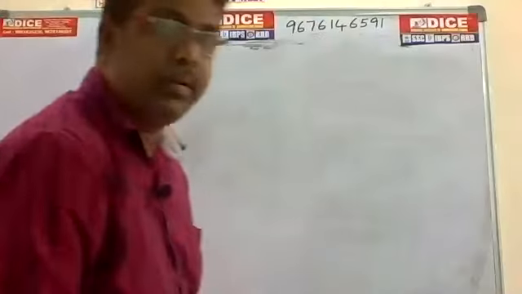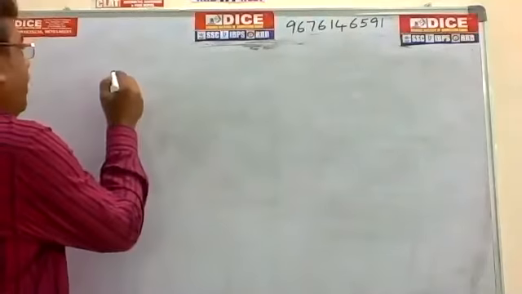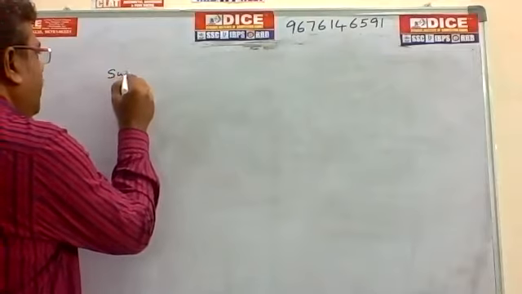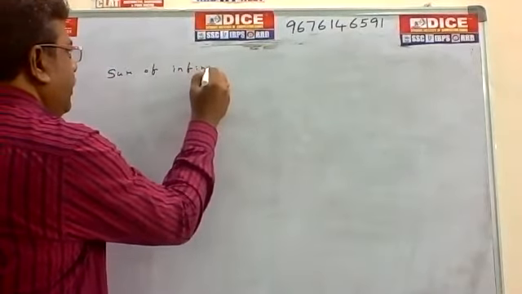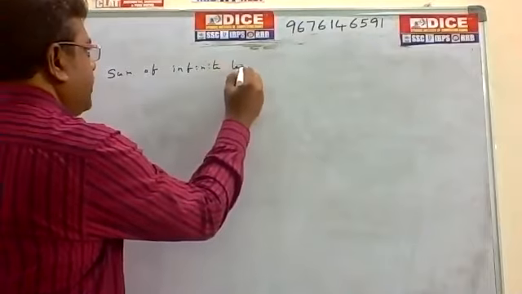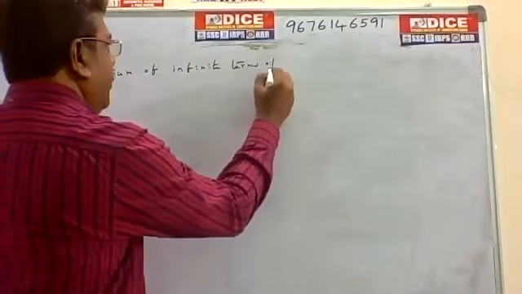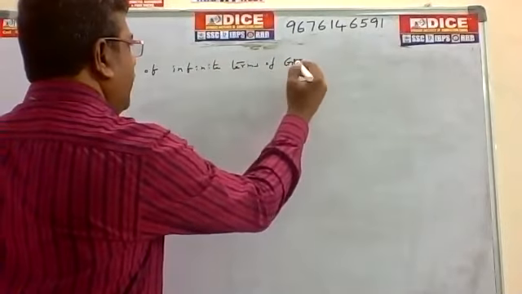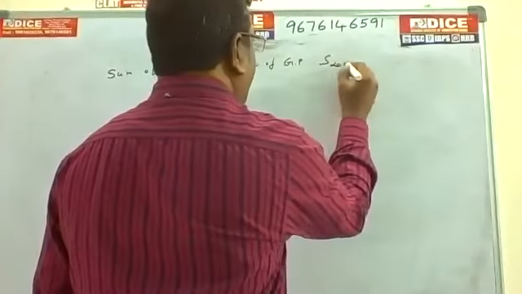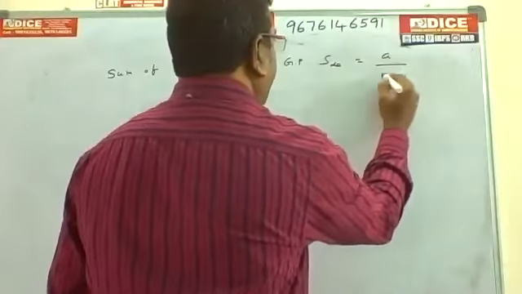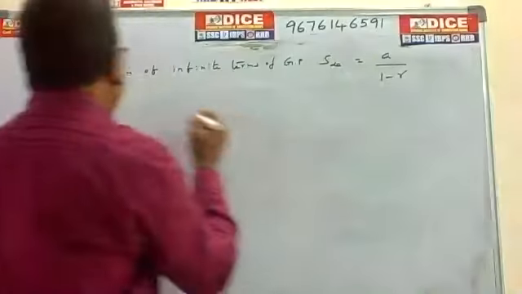Next, general formula: sum of infinite terms of GP. S infinity is equal to A by 1 minus R. This is a very important formula.